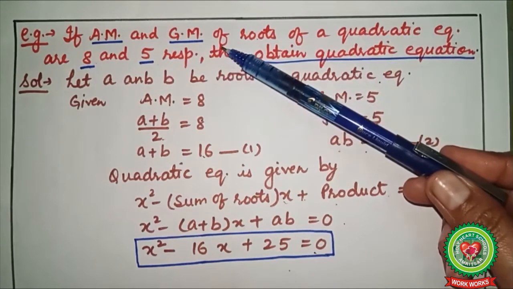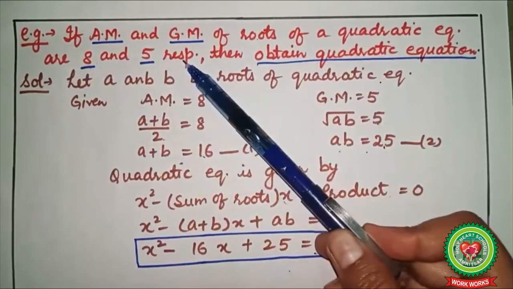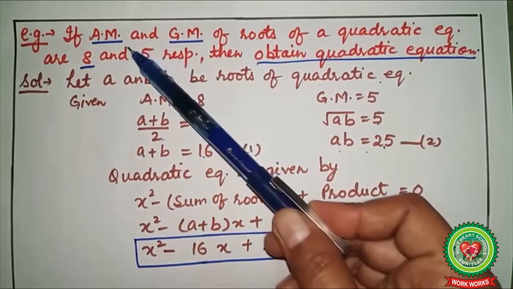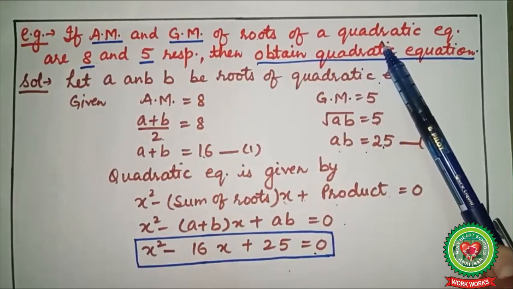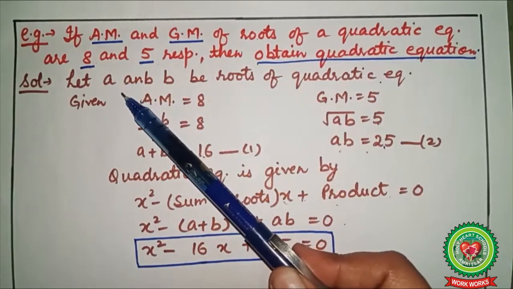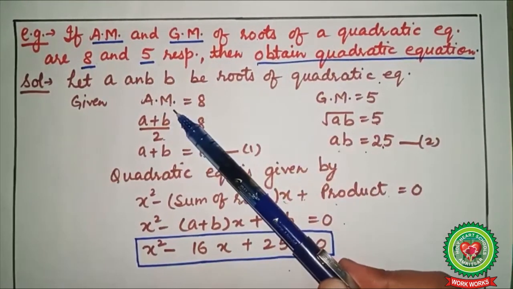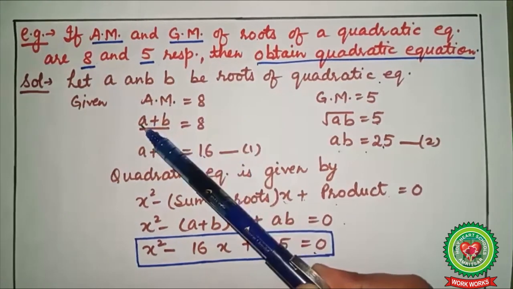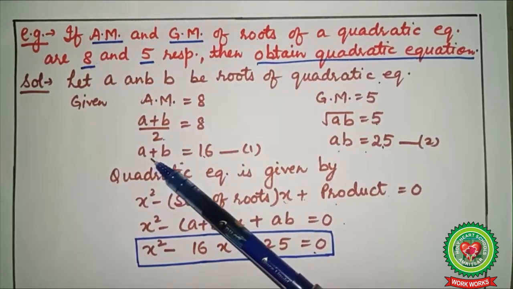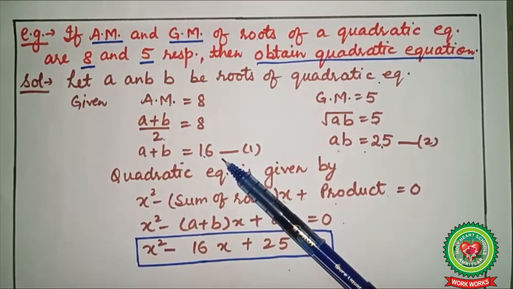If arithmetic mean and geometric mean of roots of a quadratic equation are 8 and 5 respectively. Here arithmetic mean is 8 and geometric mean is 5. But these means are of the roots of a quadratic equation and we have to find the quadratic equation. Now firstly suppose the roots, let A and B be the roots of the quadratic equation. Now arithmetic mean of these roots is equal to 8. So (A plus B) upon 2 is equal to 8. From cross multiplying we get A plus B is equal to 16. That is sum of roots is equal to 16.